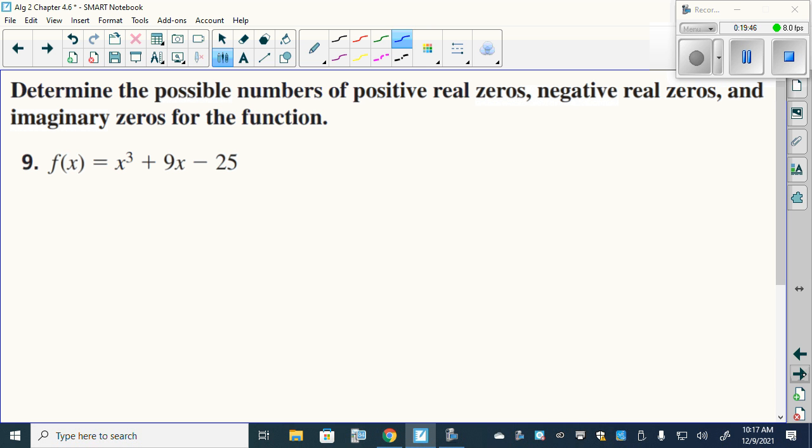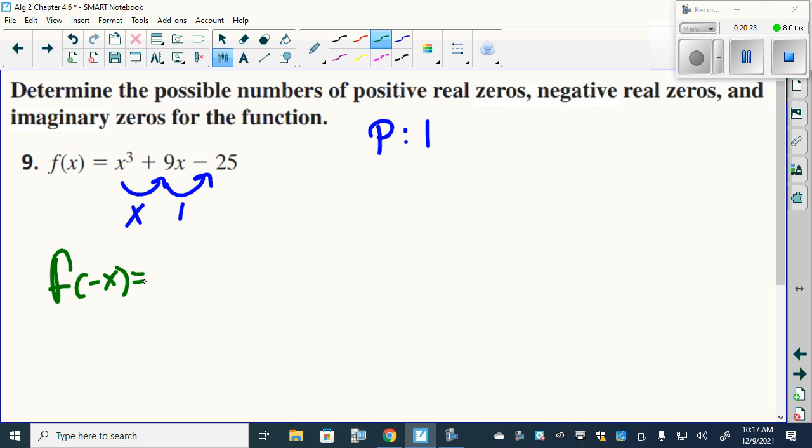Okay. Now here, we are missing x squared, yes? Doesn't matter. We don't have to add it back in. We're going to go on and count the sign changes for positive. Well, x cubed to x, no. 9x to 25 would be 1. So for our positive, we have 1, or that's it, because we can't subtract 2, because if we do, we'll hit a negative number.